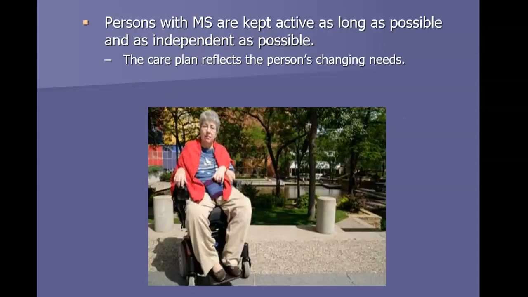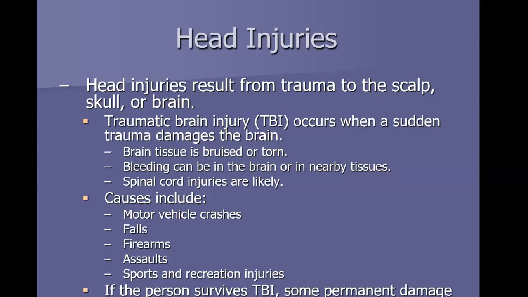So people with MS are kept active as long as possible and as independent as possible. But as their care changes, as they become more dependent, their care plan is going to reflect all that extra care that's going to need to be done for them.